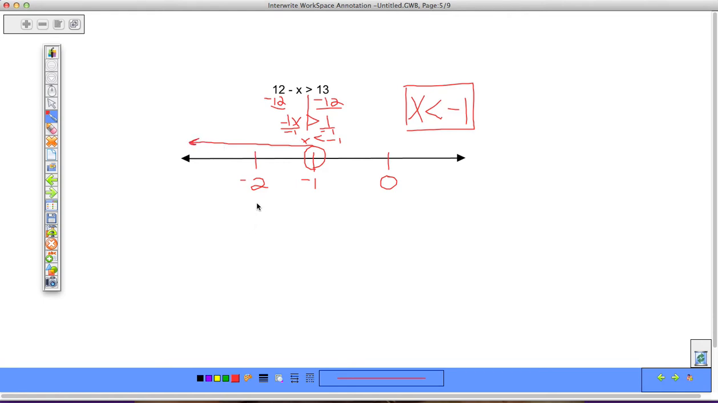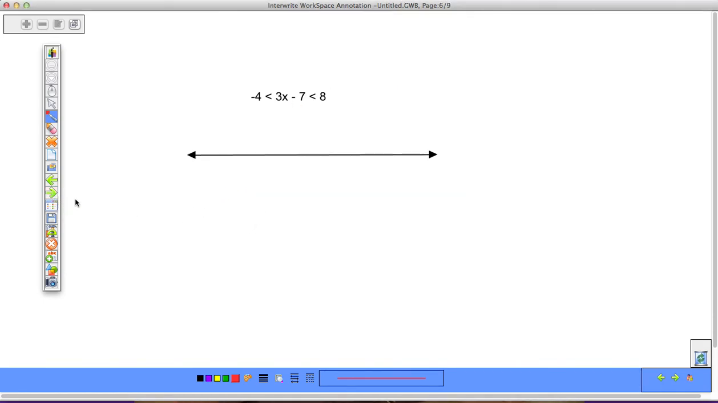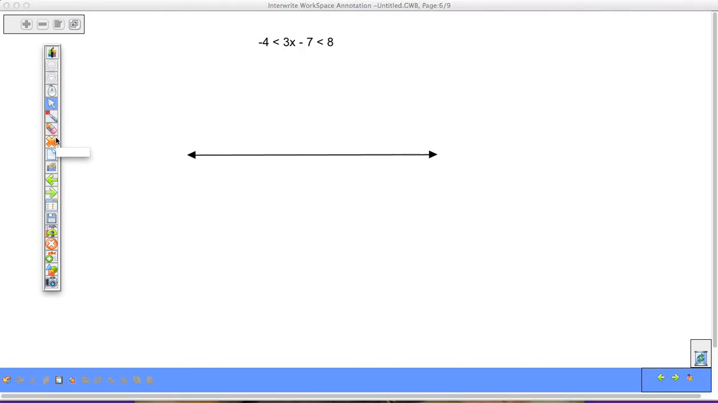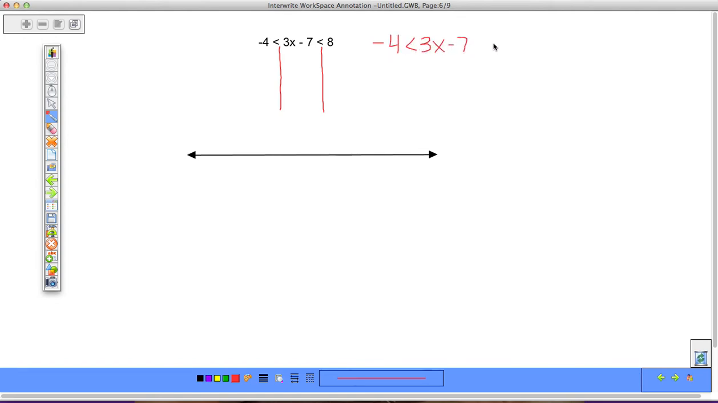Make sure you can shade for your test. The other type of inequality problem that we saw was compound inequalities. This is an example of an and inequality. If they are connected like this, this means and. You can separate this and put and in the middle and solve it separately if you would like.